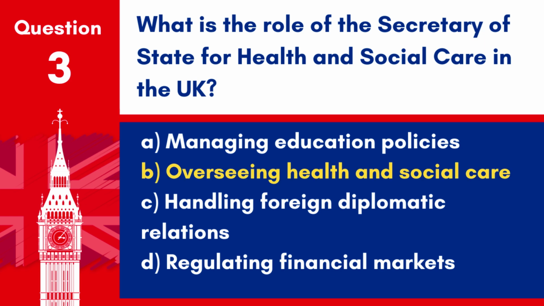Answer. B. Overseeing health and social care. The Secretary of State for Health and Social Care is responsible for the oversight of the National Health Service, NHS, public health, social care, and all associated policies.